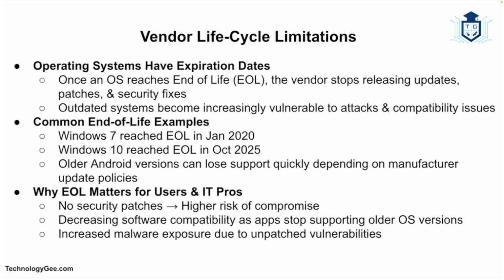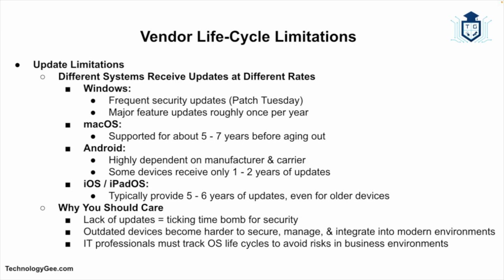Now, why does this matter? Well, once you hit EOL, there are no more security patches, your software compatibility drops, and there is an increased risk of you getting malware on your system. Also, when it comes to vendor lifecycle limitations, you have update limitations. So some systems, they get updates regularly, while others are at the mercy of the manufacturer. When it comes to Windows, it has frequent updates, which is called Patch Tuesday. And you also have feature updates that are dropped every year or so.